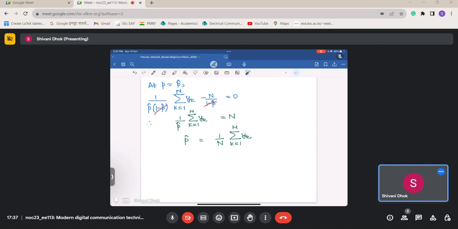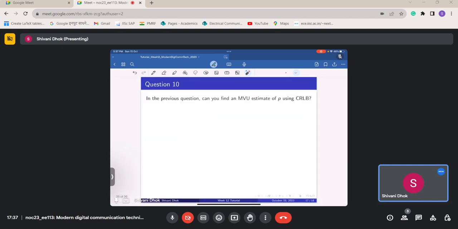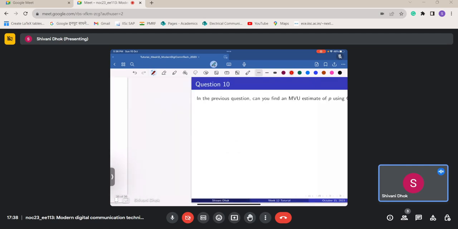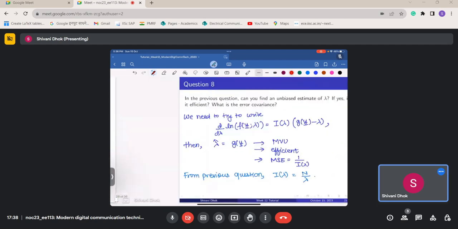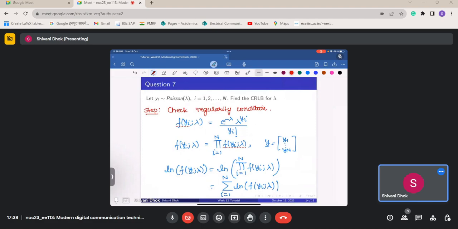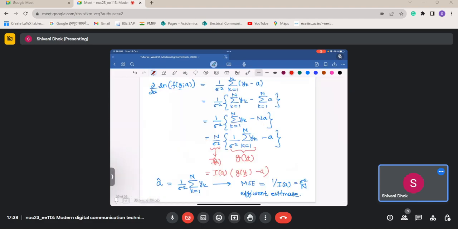Okay, if there are no questions, then let me go for the last question that I had planned to cover today. It says that in the previous question, can you find an MVU estimate of P using CRLB? Again, this question we can solve by considering the two steps that we had seen.